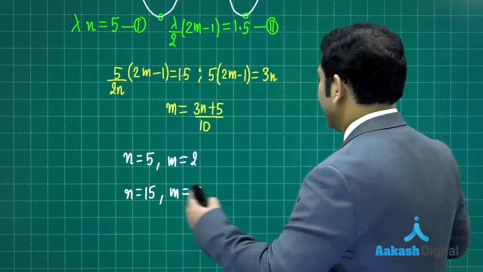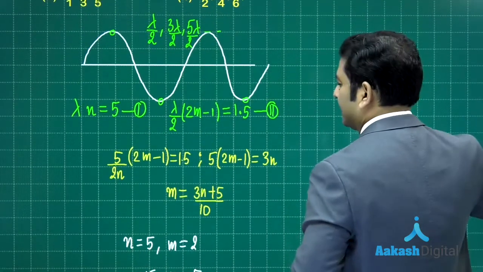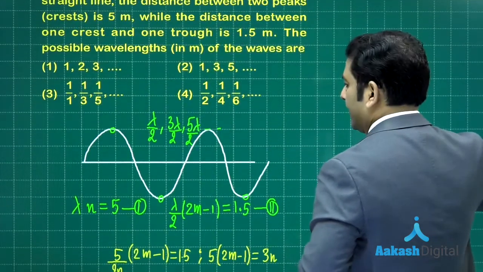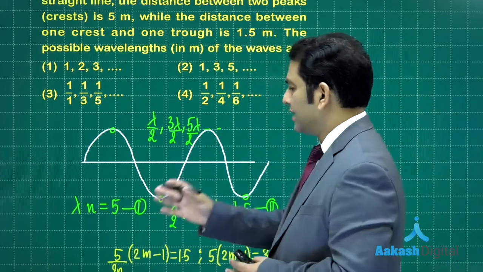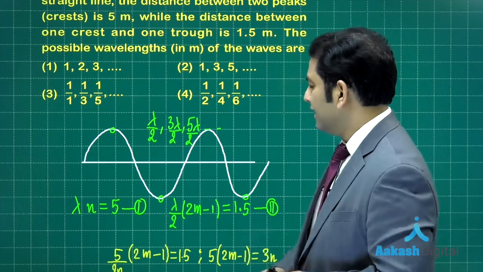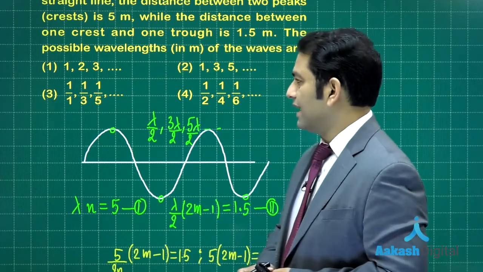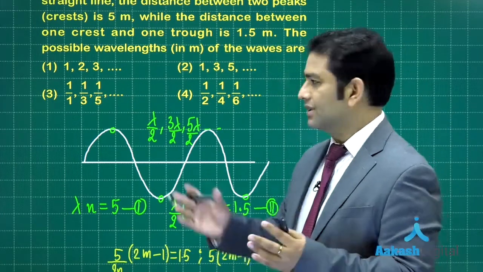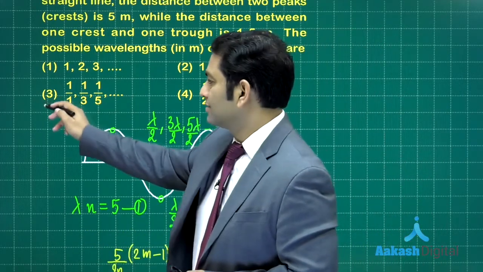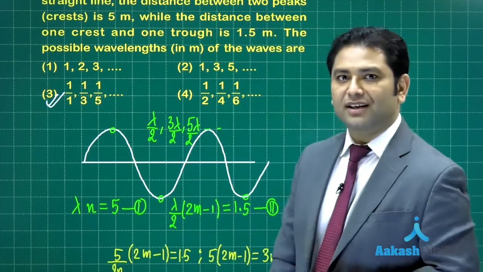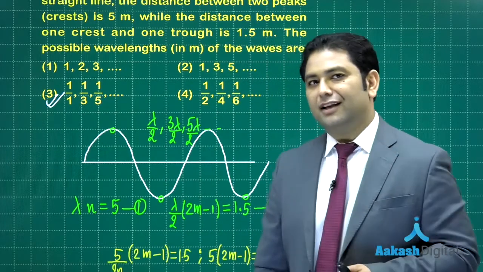So n, 5, 15. With this, if I start saying, when n is 5, the value of lambda will be 1. When n is 15, the value of lambda will be 1 by 3. So that's easily helping us to zero in on the option. Option number 3 is the correct one. All right, let's go to the next.